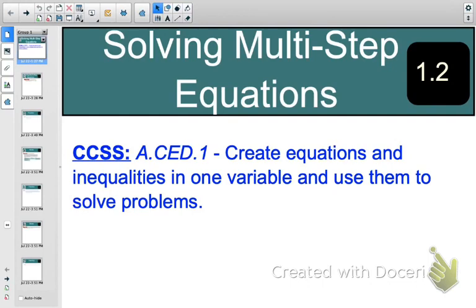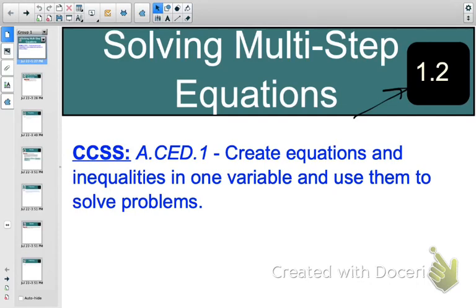Alright, so if you look over here in the corner, there will be a number there. It says 1.2. That means we're doing chapter 1, section 2. So we're going to skip 1.1 because I think it's just about like the distributive property or something. And because this is an honors video, I don't think we need to do that. We're going to skip right into solving multi-step equations.